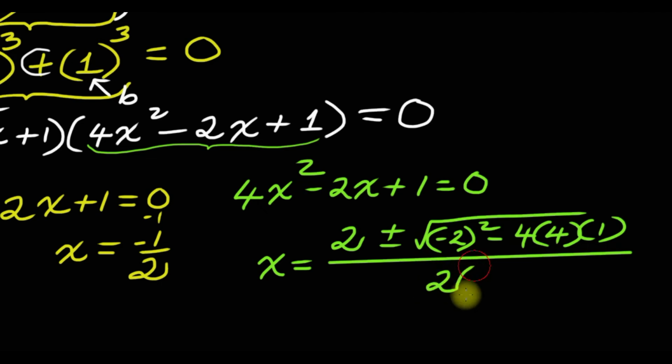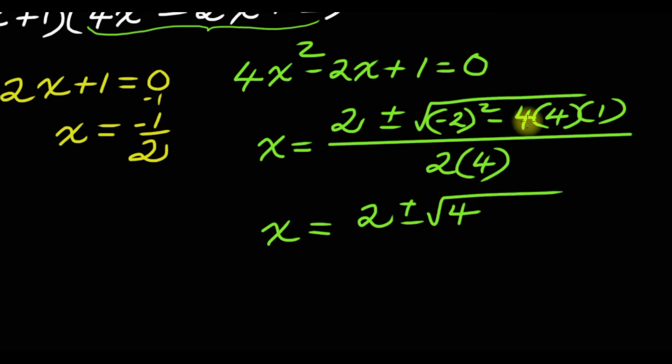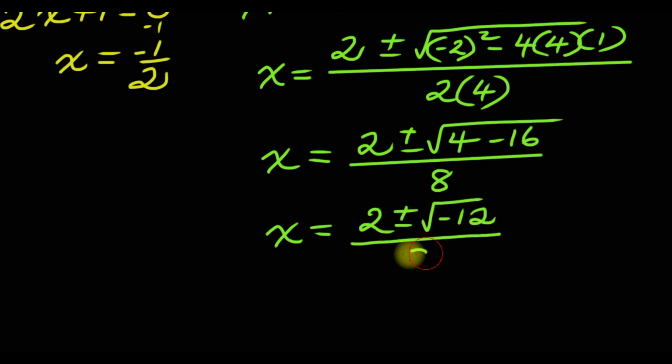So that's going to be 2 times 4. And then x is 2 plus or minus the square root of 4, here you have minus 16, and then all over 8. So continuing, we have x equals 2 plus or minus the square root of negative 12 all over 8. And then we have to simplify the square root of negative 12.